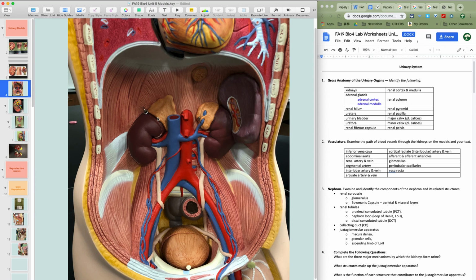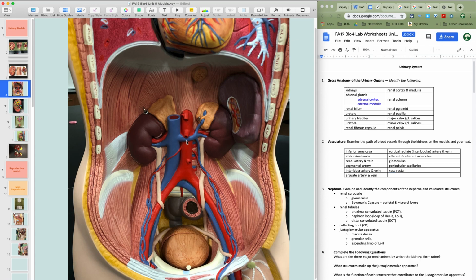In this model, you can see the kidneys, the suprarenal glands or adrenal glands. This is the abdominal aorta. If you recall, this is the celiac trunk. We have the superior mesenteric artery and inferior mesenteric artery. It's not on your worksheet for this unit, but I want you to notice that the renal arteries come off at around the same level as the superior mesenteric arteries.